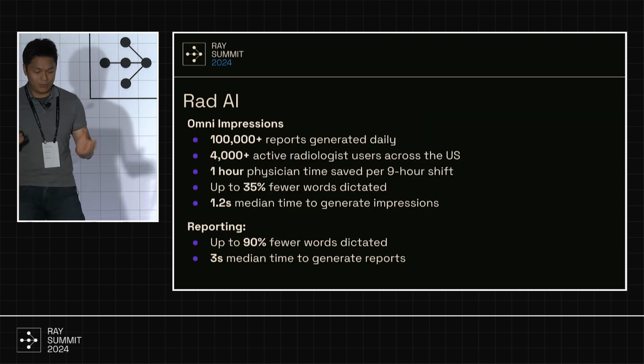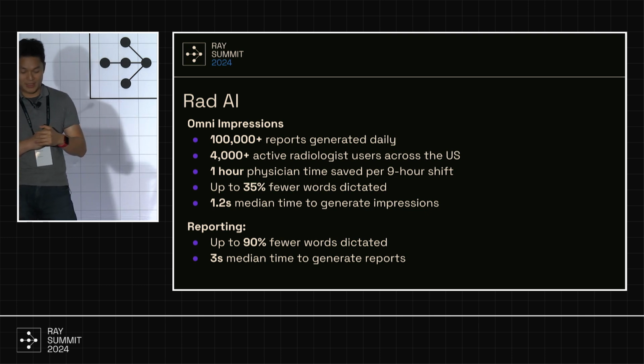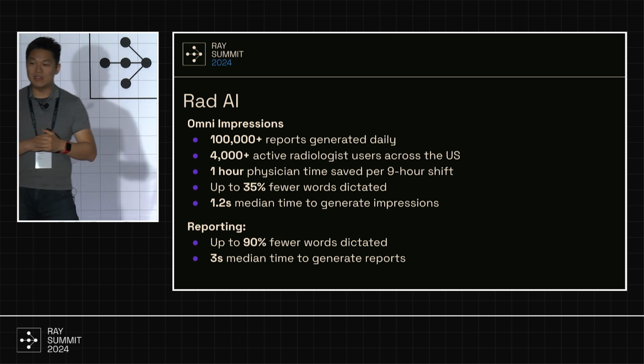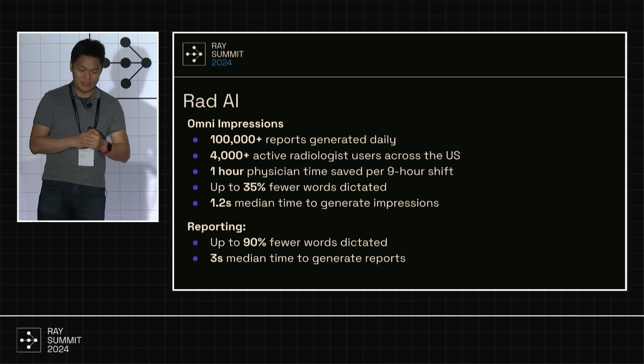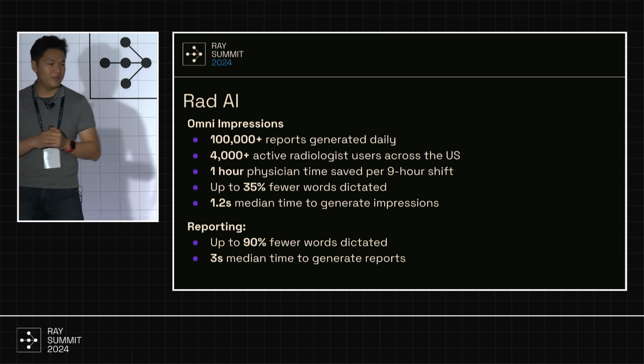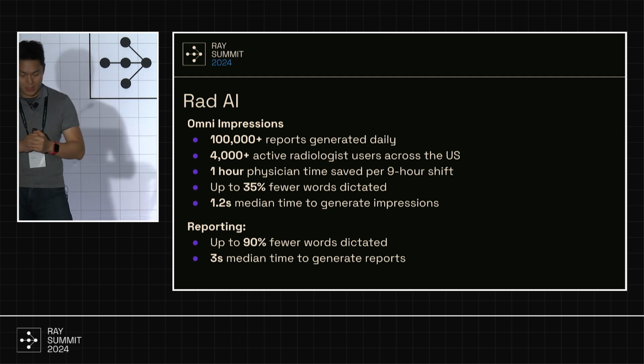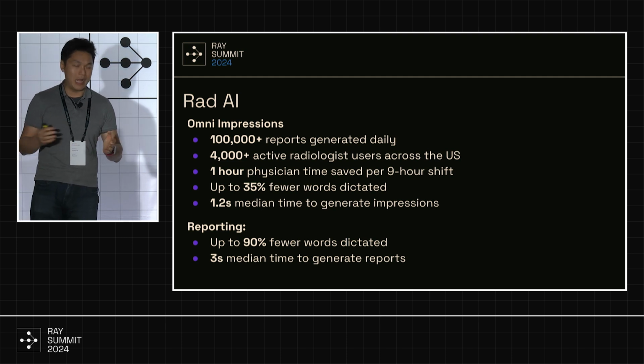So to recap, right now, for impressions alone, we generate 100,000 reports a day. So that's 100,000 patients that we're helping every day. There's about 4,000 radiologists in the US that are using our tools every day. For context, there's about 30,000 active radiologists in the US. And we can actually save them quite a bit of time.